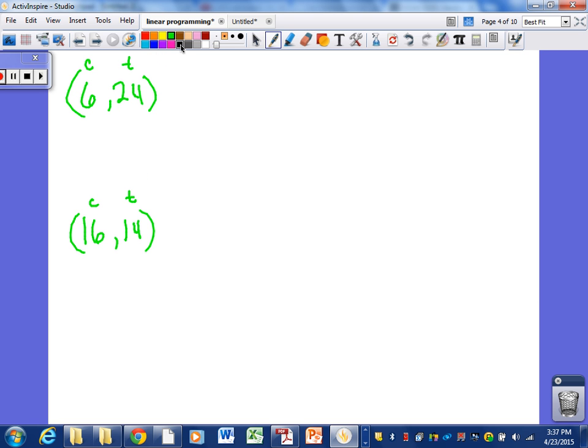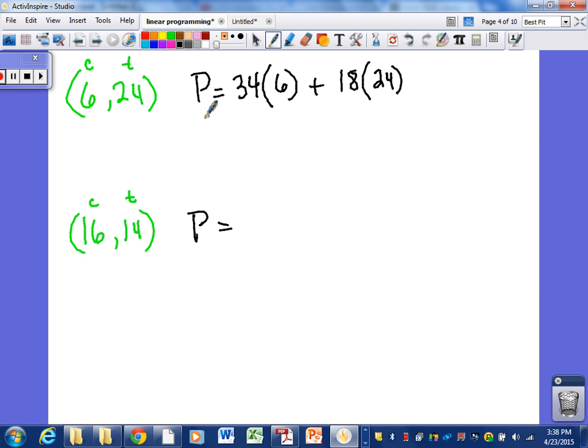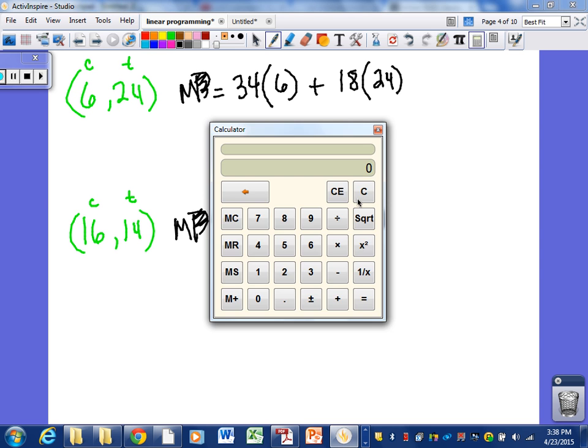So let's see. Remember, the profit function was 34 miles per gallon for the car and 18 for the truck, so 34 times 6 gallons plus 18 miles for every one of the 24 gallons. Or down here, let's just call it M, M for miles, sorry, P is profit. The miles is 34 times 16 plus 18 times 14. So let's get my handy dandy calculator out. 34 times 6.